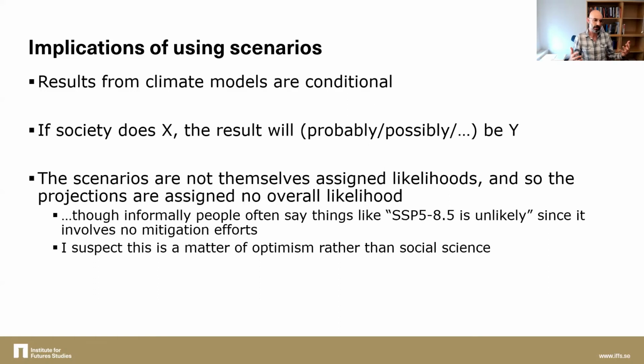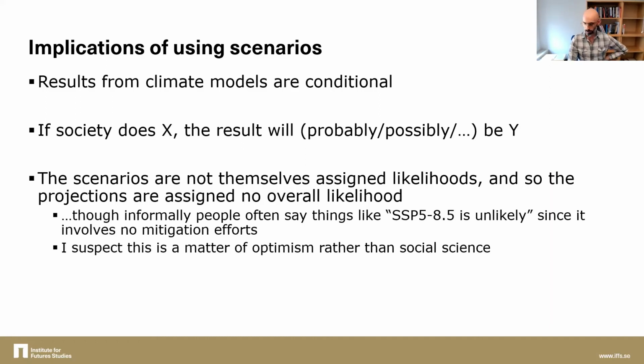Informally, people will say things like SSP5 is unlikely because it involves no mitigation efforts. But as far as the climate scientists who do the modeling are concerned, they're not taking that into account. And what that reflects is perhaps some kind of social science thinking, but more likely, I think, just kind of optimism that we will do some things. But the predictions themselves are just conditional.